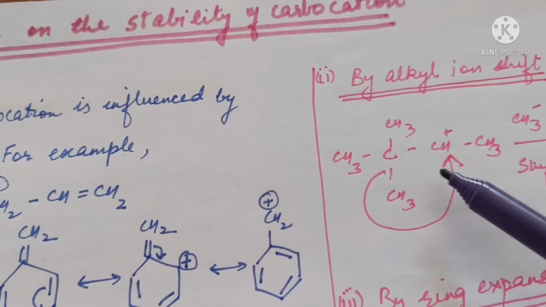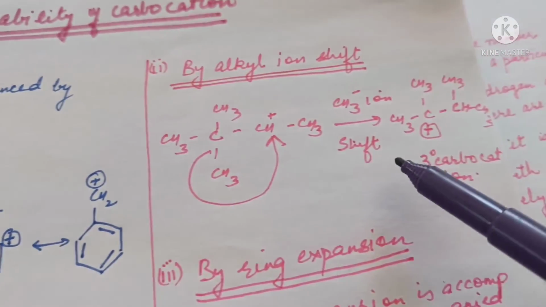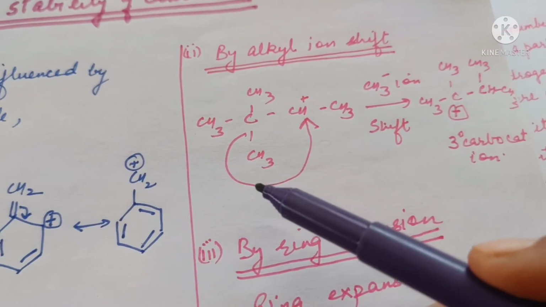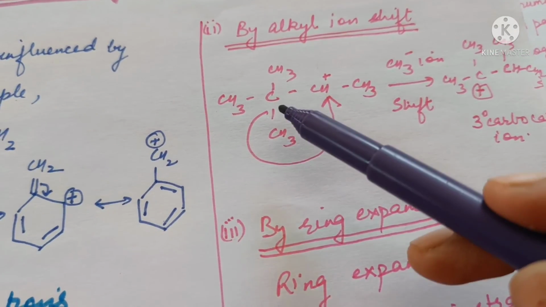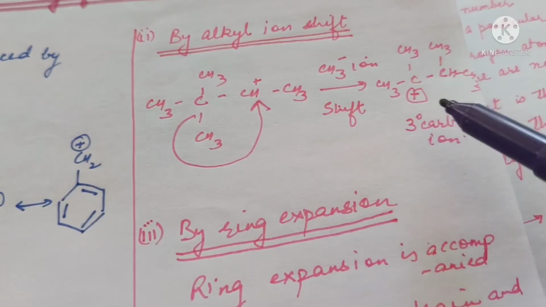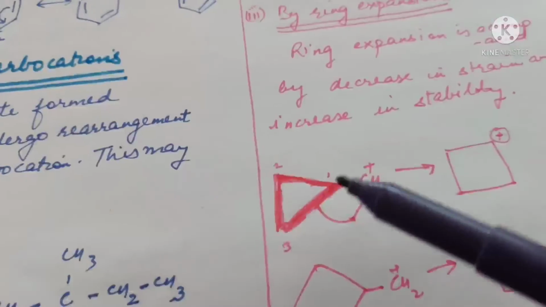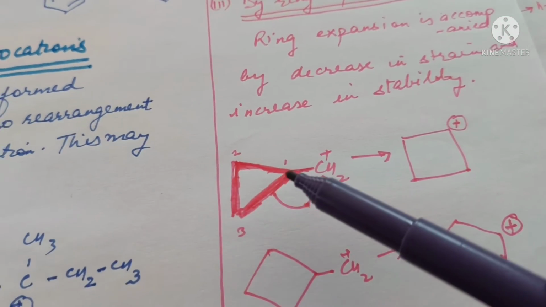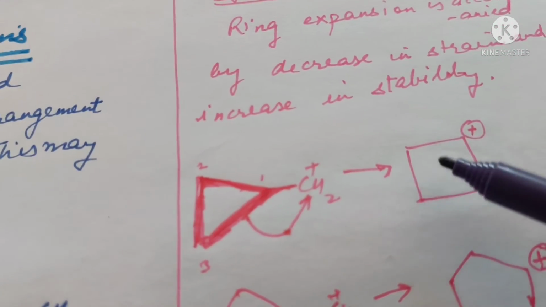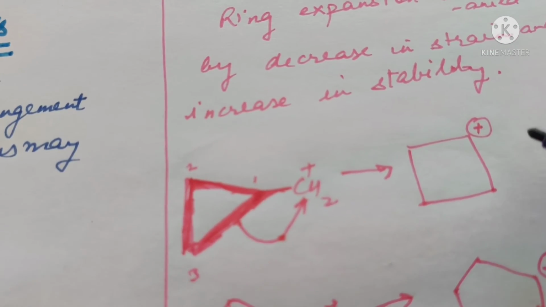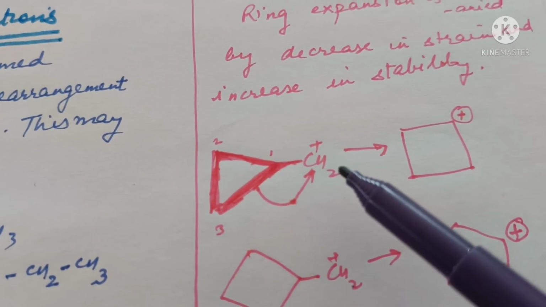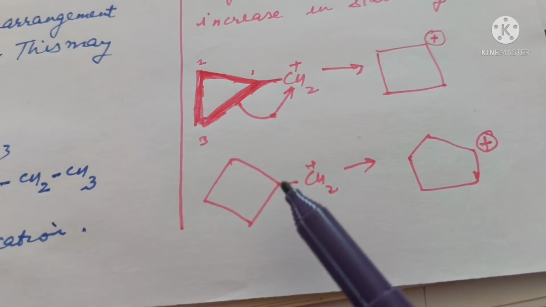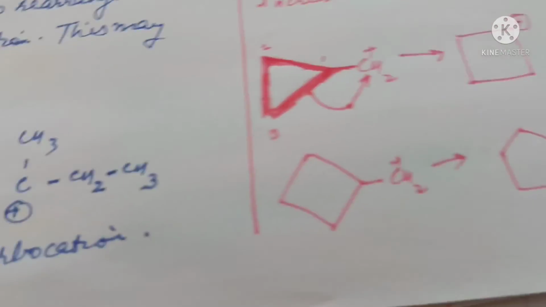Similarly, a secondary carbocation can change into a more stable tertiary carbocation by shift of an alkyl group, that is methyl, along with the electrons to this carbon atom. As a result, a tertiary carbocation is formed. A ring containing a lesser number of carbon atoms can change into a ring containing more carbon atoms and become more stable because the strain is reduced. A 3-membered ring structure will change into a 4-membered ring structure. A 4-membered ring structure will change into a 5-membered carbocation because it's more stable.